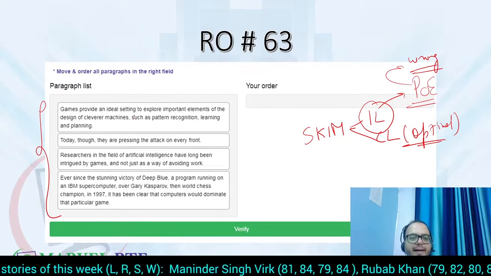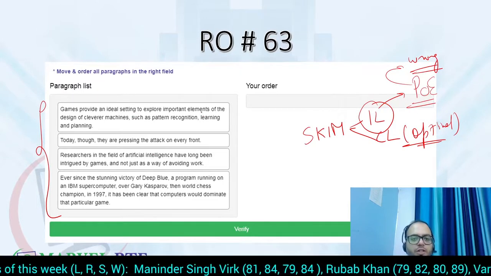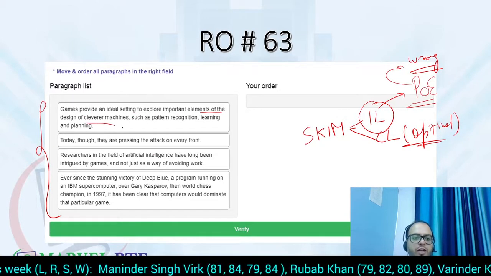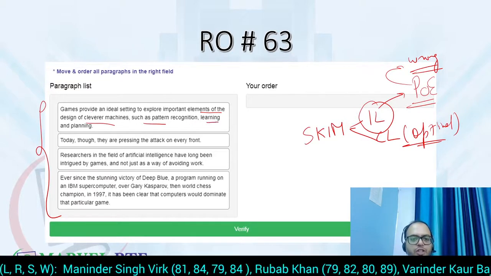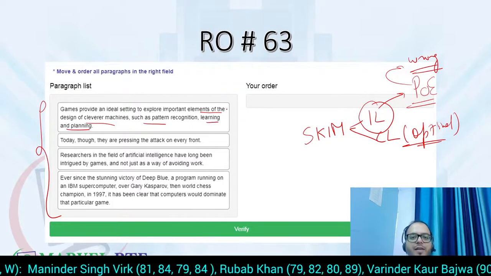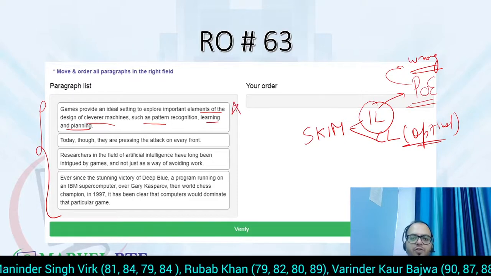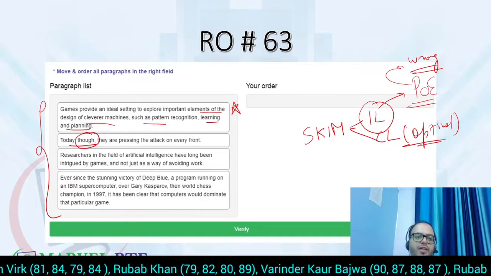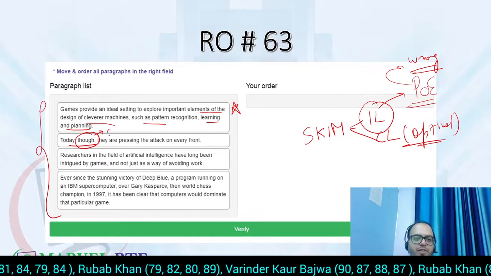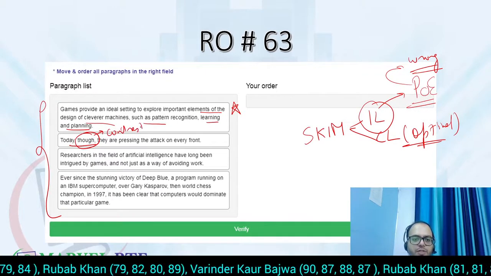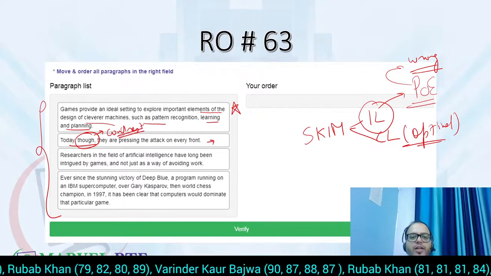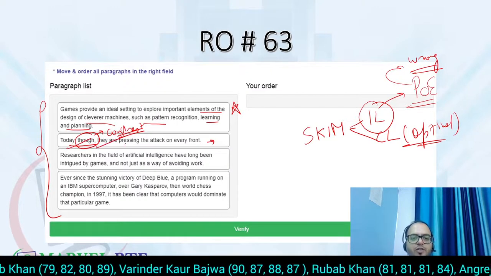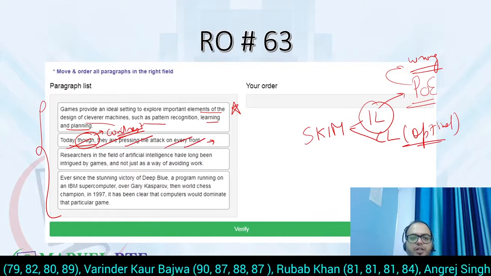Games provide an ideal setting to explore important elements of the design of clever machines such as pattern recognition, learning and planning. Is this an independent line? Yes, it could be. But the word "such as" here... actually the contrasting word "though" makes it a contrast point. So it cannot be your independent line, so we are going to eliminate it.